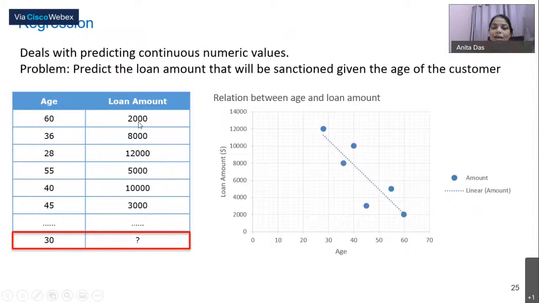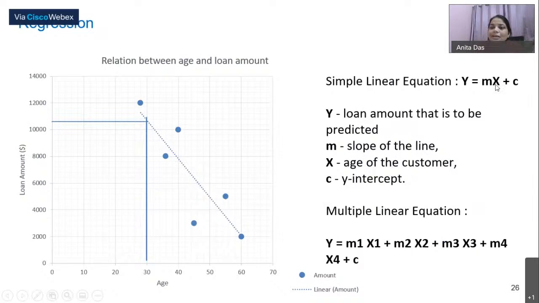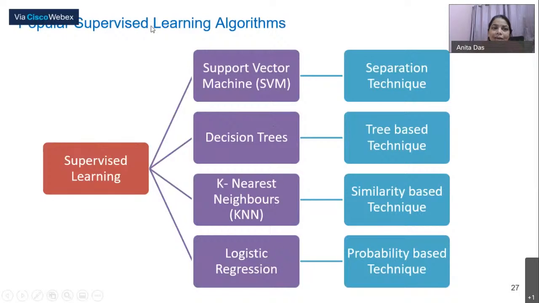So that kind of problem will go under regression. Here we find a relation between variables. Sometimes it is a linear equation, sometimes it is a polynomial equation, so accordingly we use regression. Similarly for classification, we use many different algorithms, like support vector machine, decision trees, k nearest neighbor, logistic regression, naive Bayes. So many such algorithms are there for classification.